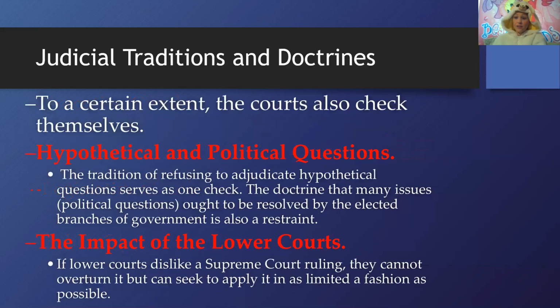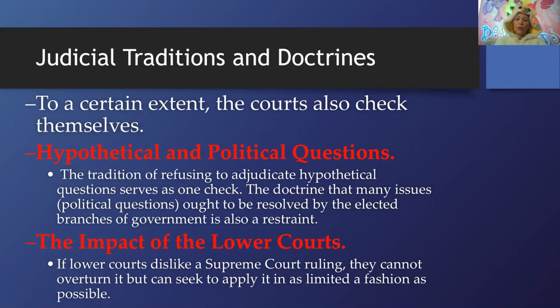Now, traditions and doctrines of the judicial branch. Sometimes, if you really think about it, the courts also will check themselves. Hypothetical and political questions. The tradition of refusing to adjudicate hypothetical questions. Adjudicate just means going to the court. They don't look at or deal with or interpret what ifs. No hypothetical anythings. That's something the other branches can deal with, because they don't deal with what ifs. They deal with solid, clear, concise, concrete things.